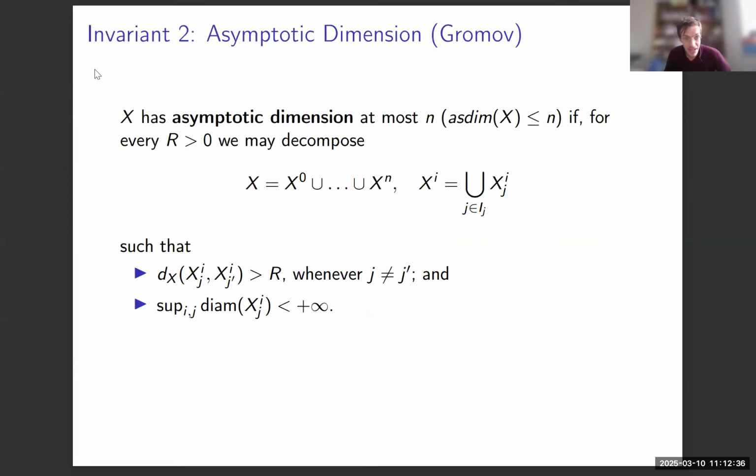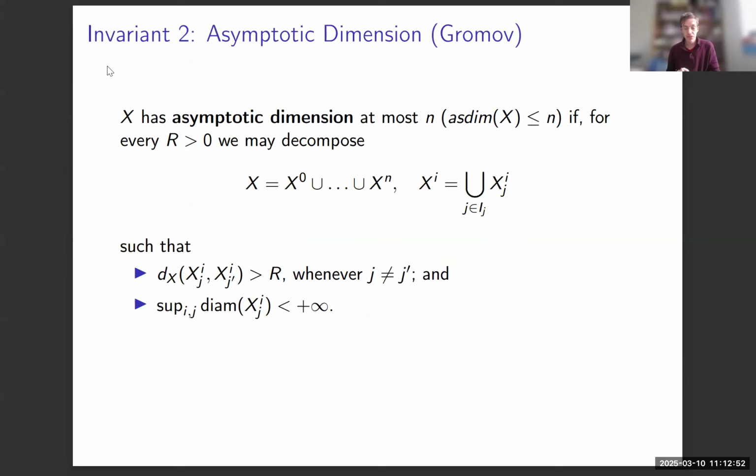The second invariant is asymptotic dimension. So this is introduced by Gromov in the huge asymptotic invariants tome. And here I will recall the definition for you a bit more clearly.